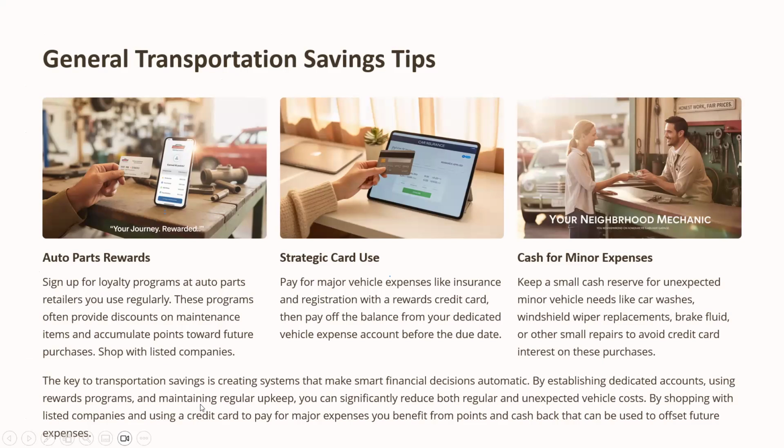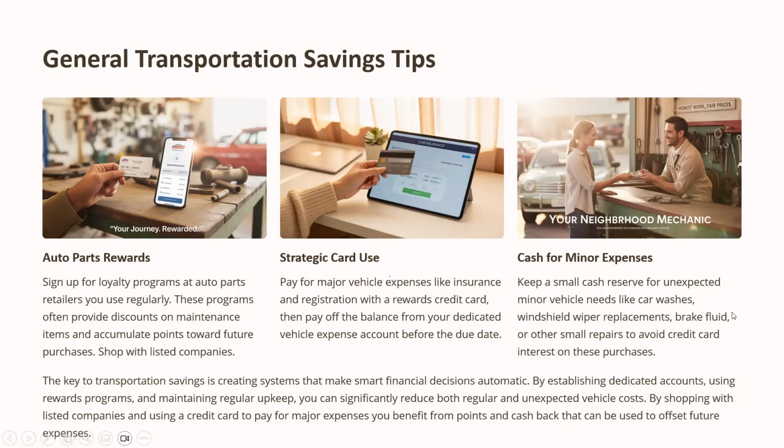General savings tips, as well as optimization for vehicular expenses. Again, sign up for the loyalty programs for the different auto parts retailers or the gas stations that you use. Use a credit card for the regular big ticket expenses, so insurance, registration, etc., and then pay off the balance before the due date using the funds from your dedicated account.